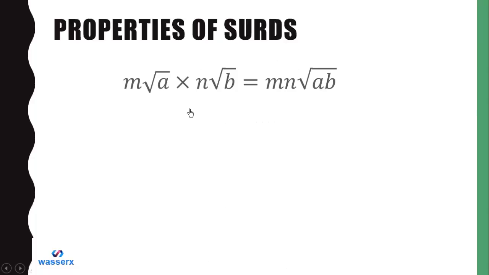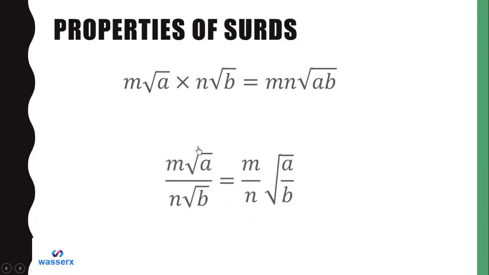If we have constants multiplying the surds, then those constants must multiply outside the surd. And we apply the same property, that is root a times root b. So the surds will multiply and the constants will also multiply. If they are dividing and we have constants multiplying, the constants will divide and the surds will also divide. And the same condition holds again.